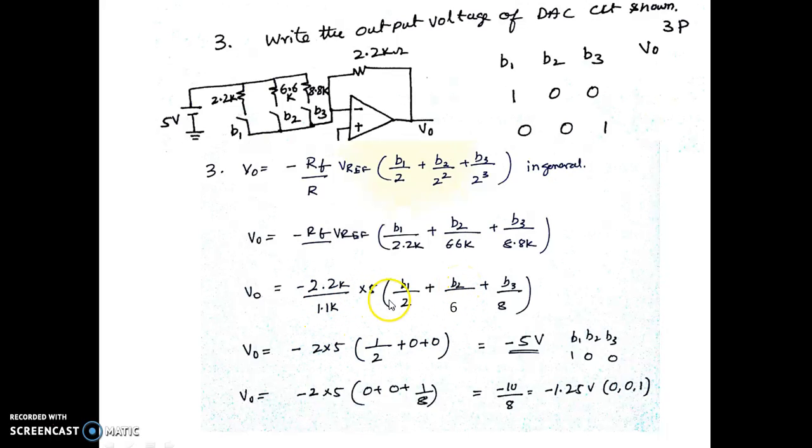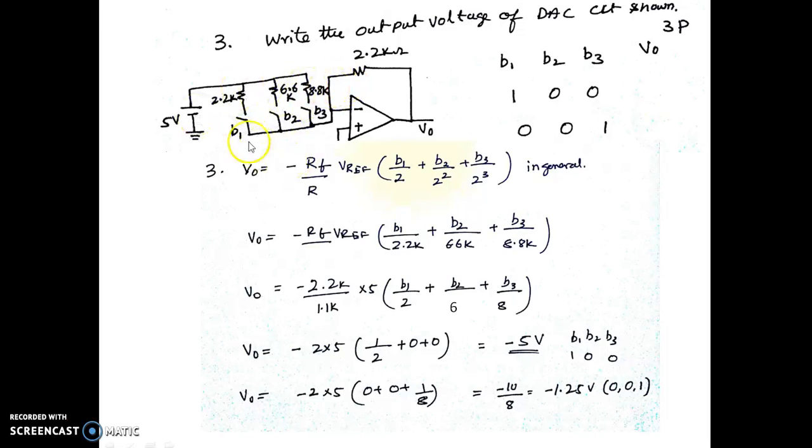Once we are through with this, let us try to apply the combination of the input. B1 is 1 and B2, B3 are 0, 0. So when it is 1, 0, 0, we have this combination. Upon solving this, we will get minus 5 volts. Similarly for 0, 0, 1, we are making B1 and B2 as 0, and only B3 is 1. So this happens to be 1/8 of minus 10 volts, which is minus 1.25 volts.